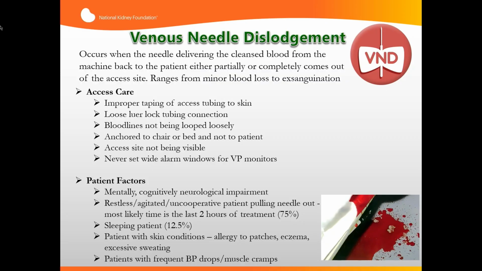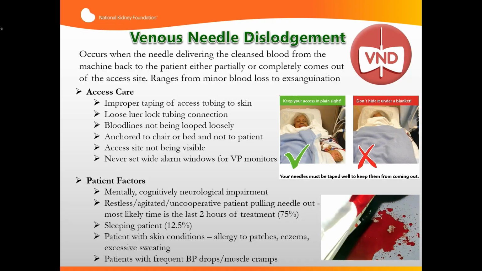Okay? And so, again, things that one can do wrong: improper taping of the access to the skin, a loose luer lock tubing, blood lines not being looped loosely, the lines being anchored to the chair or bed and not to the patient. Always make sure the access site is visible. I'm sure a lot of your patients have their blankets or other clothing covering their access. You want to be able to see that all the time, okay? And then finally, never set those alarm windows on your pressure monitoring to be very wide. Keep that as narrow as possible, the venous pressure monitors. There are certain patient factors that need to be taken into account.